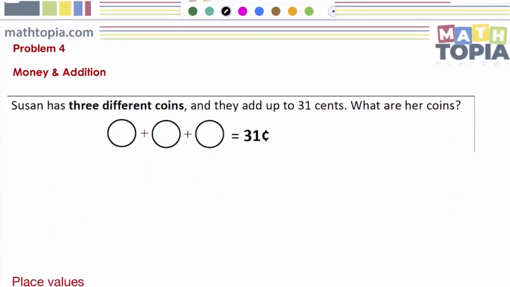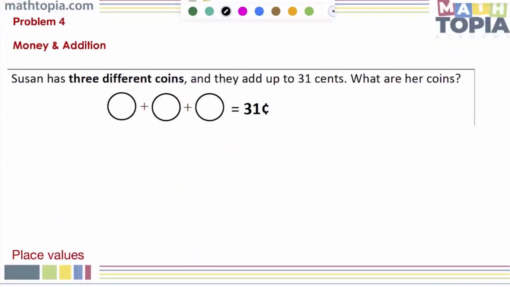Now I'm going to use money as a context to understand some addition problems. Now can you explain this problem to us and what kind of coins do we have? We have 25 cents, right? Yeah, plus 5 cents, and 1 cent.